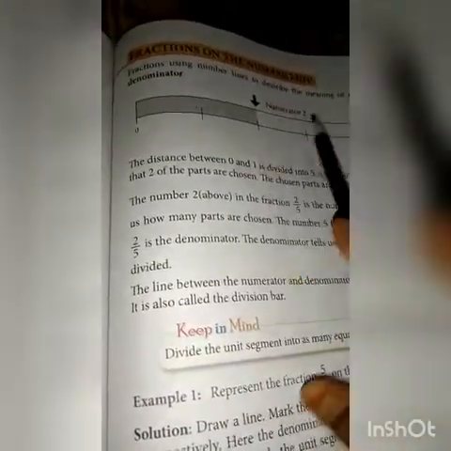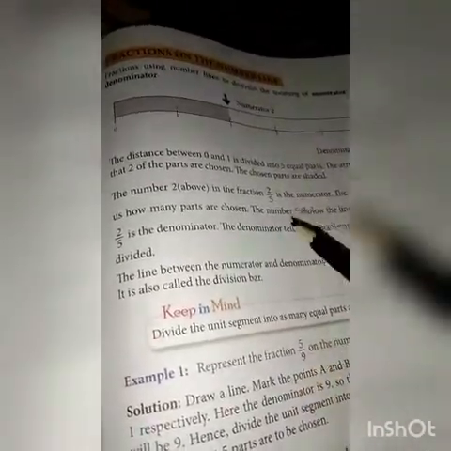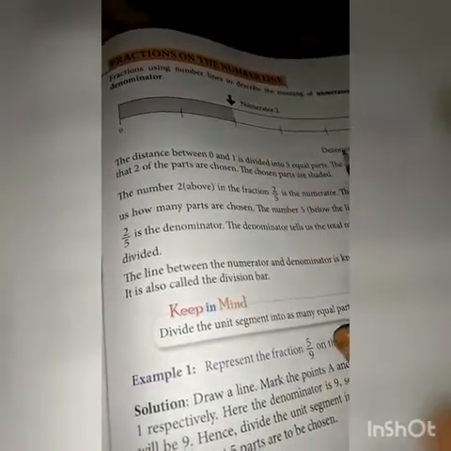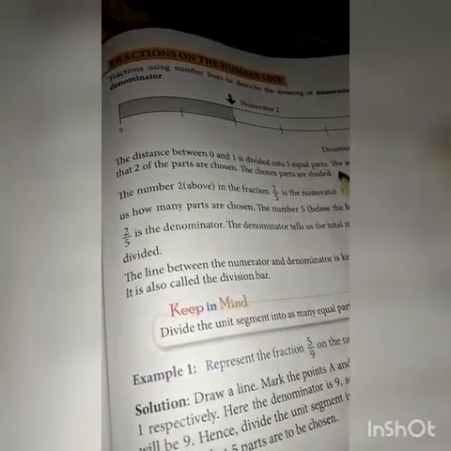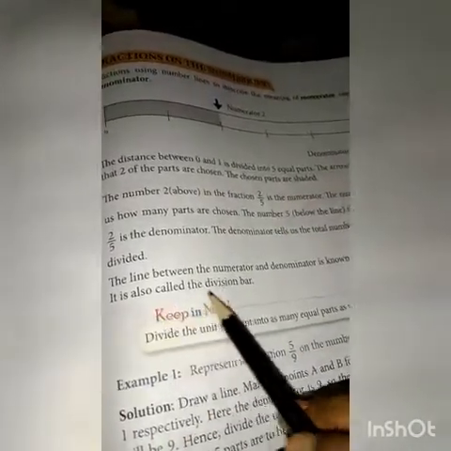Here the chosen parts are the numerator and the total parts are the denominator. We can understand this using a number line, or fractions on the number line. This method can explain the meaning of numerator and denominator. Now the line between the numerator and denominator is known as the fraction bar.